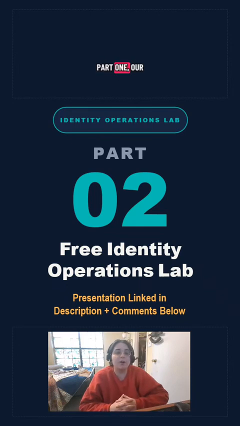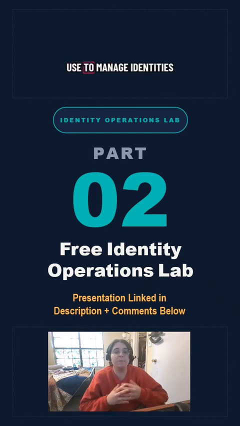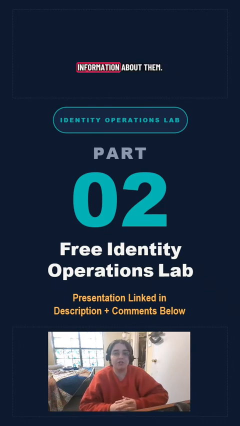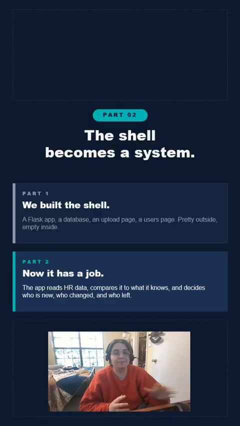Last time in part one, our goal was basically to build the shell of an application we would eventually use to manage identities and get more information about them. Today, we're building on that foundation by adding real functionality to the app while also breaking down the process that all of this is built on. So let's get into it.